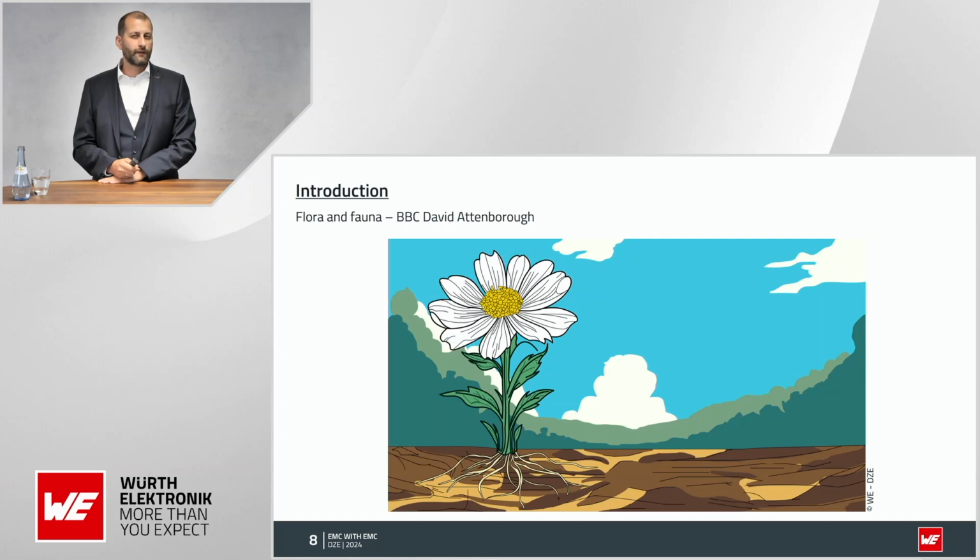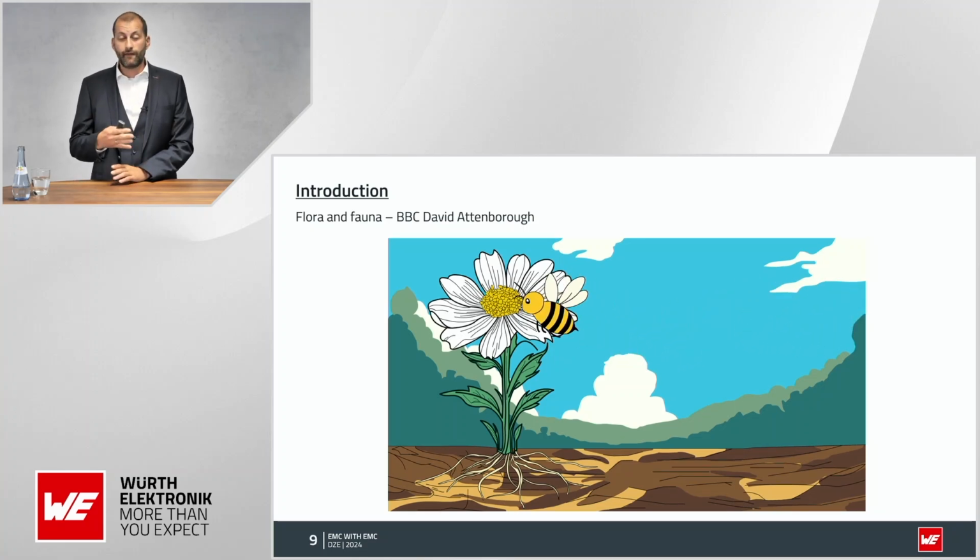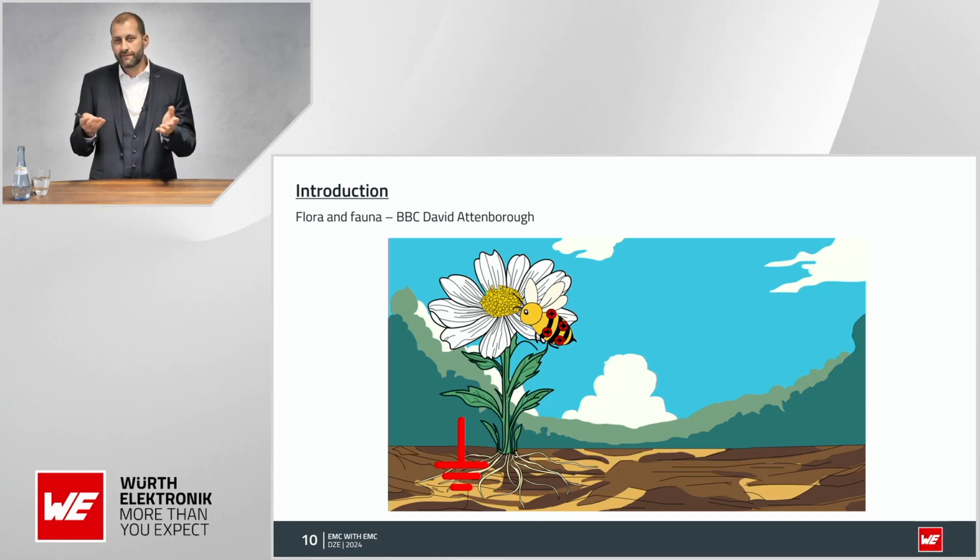So, what does everything, or in this case EMC, have to do with flora and fauna, or in this case with bees and flowers? Well, when a bee travels along, or in this case flying, due to molecular friction, it loses electrons. Therefore, it's positively charged. And even though the flower is rooted to the ground, in this case through roots, an electric field is going to build up.